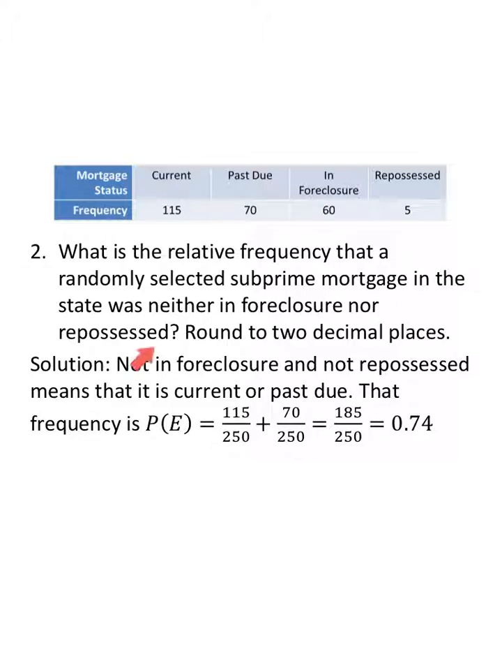What is the relative frequency that a randomly selected subprime mortgage was neither in foreclosure nor repossessed? Not in foreclosure, not repossessed means I'm looking at these values. 115 over 250 plus 70 over 250 gives me 185 over 250, which is 74% of the houses. Now, I have this written a little weird here. What's the relative frequency? Yep, no, that's right. I was thinking frequency is the numerator, but I've written it correctly because the relative frequency is when we divide by the total number of trials. This is good. Let's keep going.